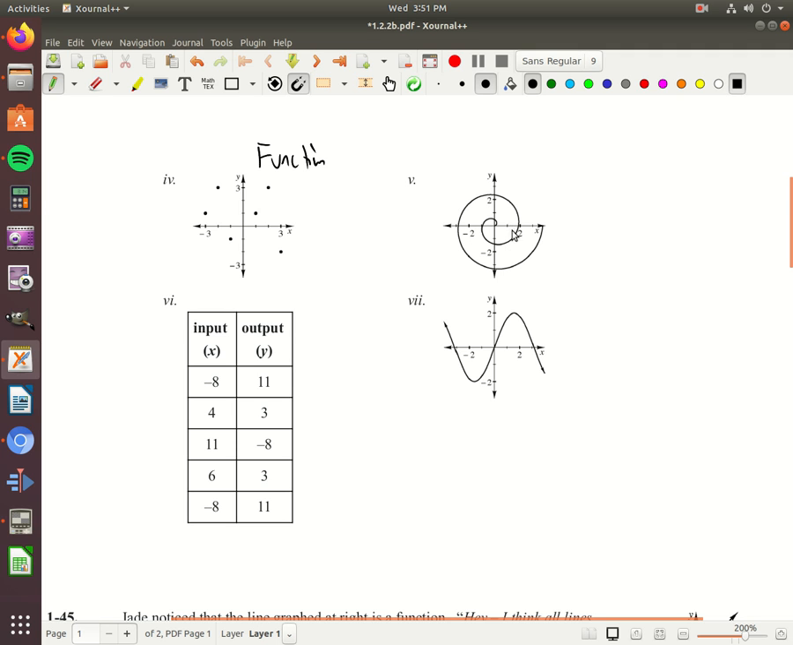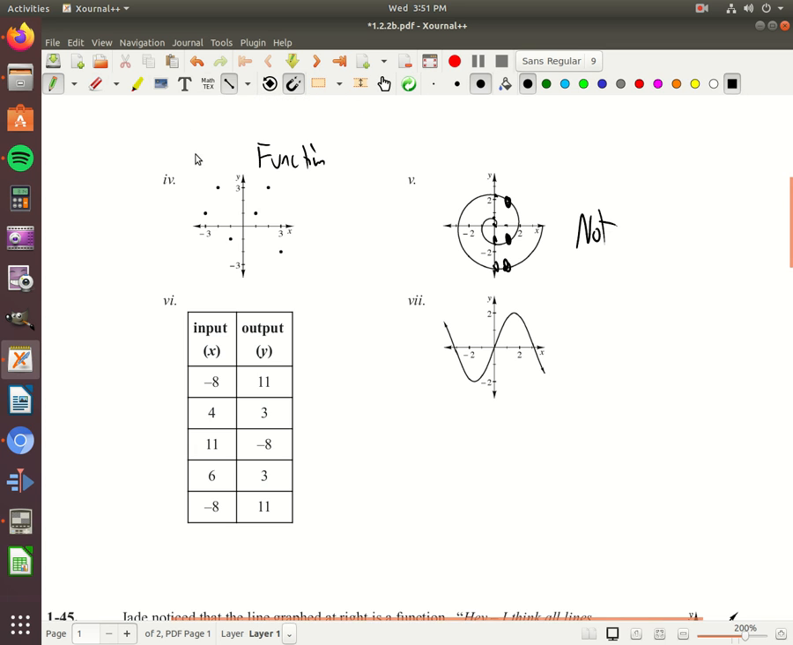This one, though, think about it. If I plug in a 1, I don't know if I'm going to be here, here, or here. I have 3 options at 1. I have even more at 0. I have 1 there, 1 there, 1 there, 1 there, 1 there. This one is not a function, which, by the way, brings us to something called the vertical line test.